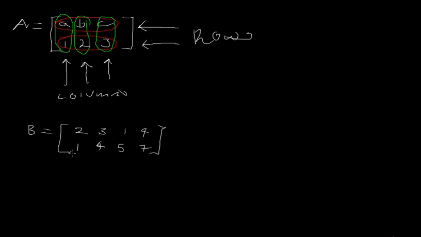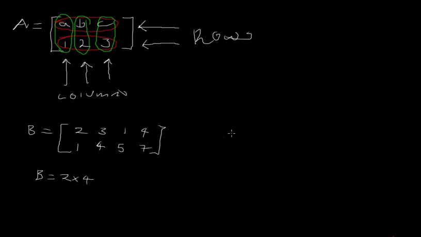Matrix B is a... How many rows does matrix B have? It has 1, 2 rows. So B has 2 rows by how many columns? 1, 2, 3, 4. So it is a 2 by 4 matrix.